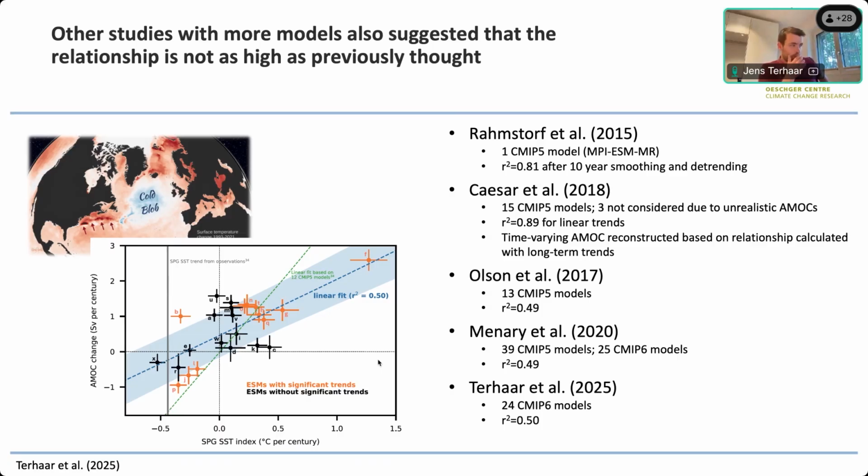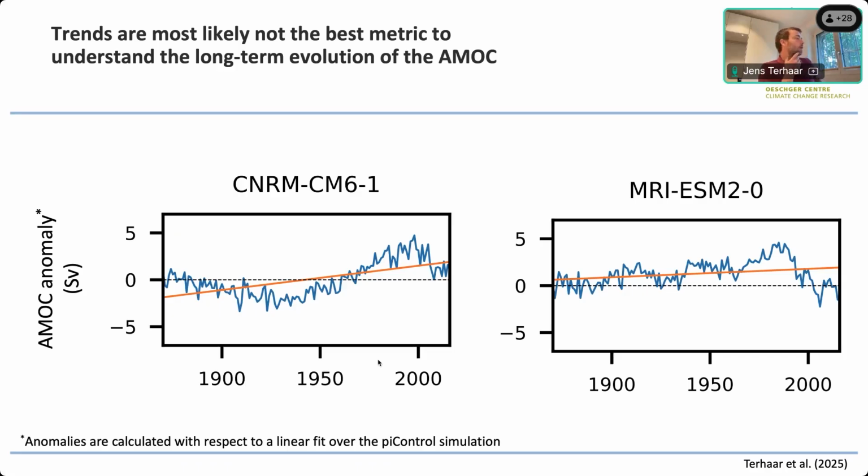Another thing is that here it's always looking at the trend, and the trend is maybe not the best metric. If you look at this, for example, on the left the CNRM model, you get a strong negative anomaly in the 1900s, and then a positive anomaly towards the 2000s, and in total that makes a positive trend, although you would not really infer a trend from this just by looking at it by eye, just a long-term variability. Similarly, the MRI model here, you would also get a positive trend from this time series, but you wouldn't say that the AMOC has really increased over time, and there was just a positive anomaly at some point.